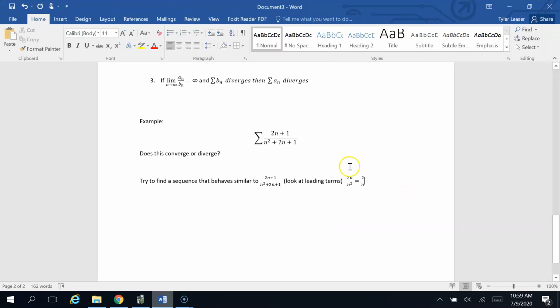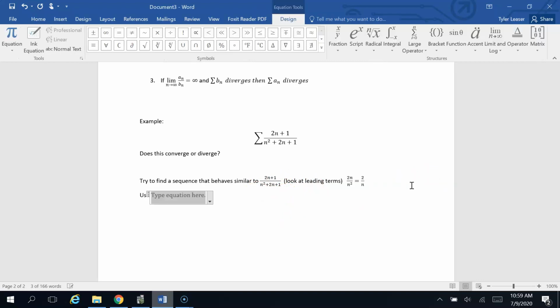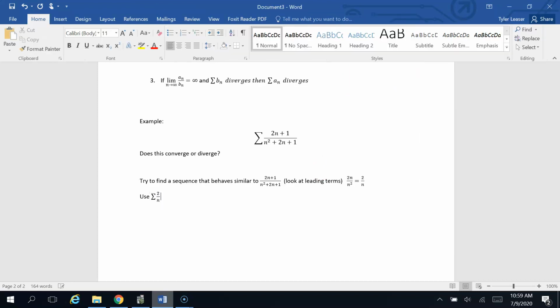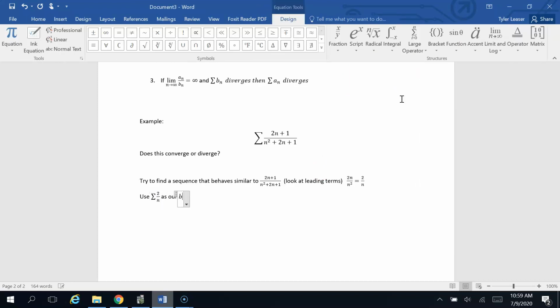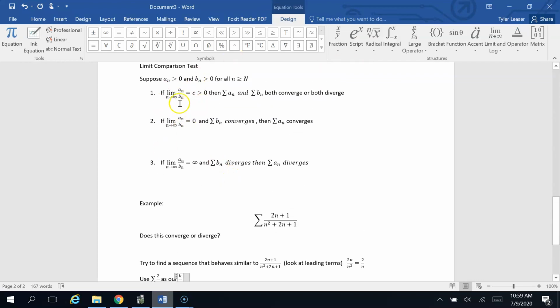What this tells me is that 2 over n behaves very similarly to 2n plus 1 over n squared plus 2n plus 1. So we're going to use the series 2 over n as our b sub n from the definition of the limit comparison test. So that's going to go in the denominator, and then the series I'm trying to figure out whether it converges or diverges goes in the numerator.